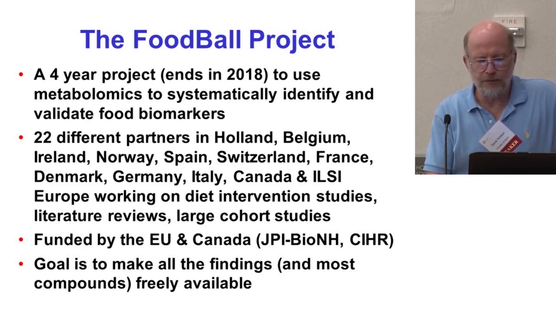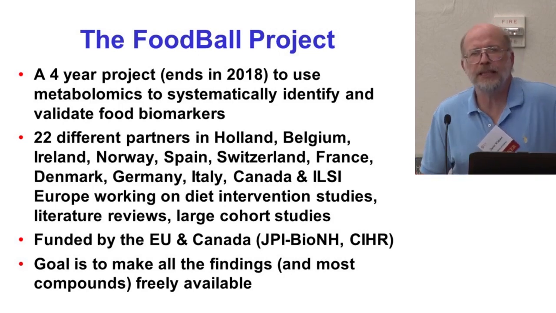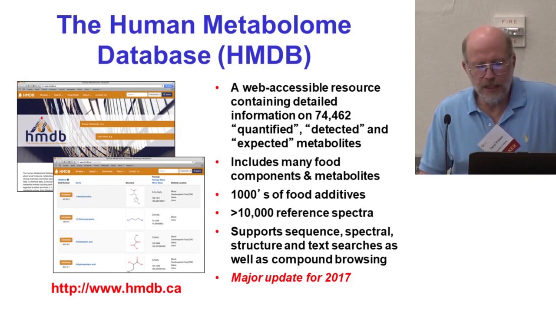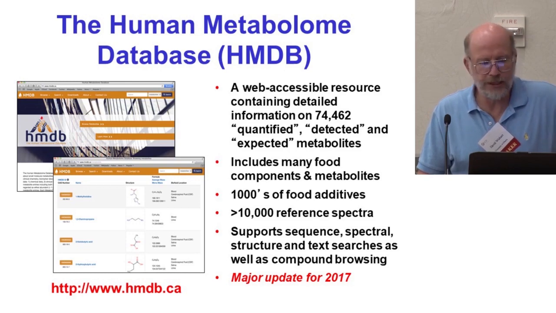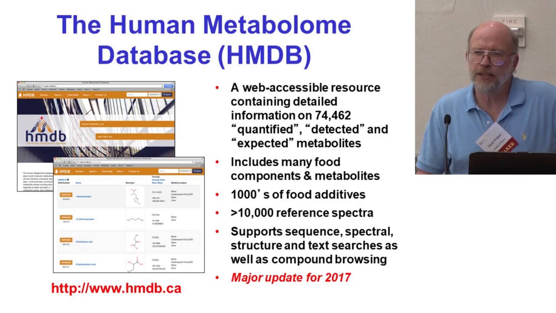Some of the outputs of the Foodball project, as well as some of the inputs, include the Human Metabolome Database. This is a database of essentially all of the metabolites found in your body. Right now we have almost 75,000 compounds that we can find in blood, urine, and tissues. The database includes many food components and food metabolites, lots of food additives as well. And for people doing analysis, they often need reference spectra. So this has a large collection of reference spectra, which allows you to identify those compounds.